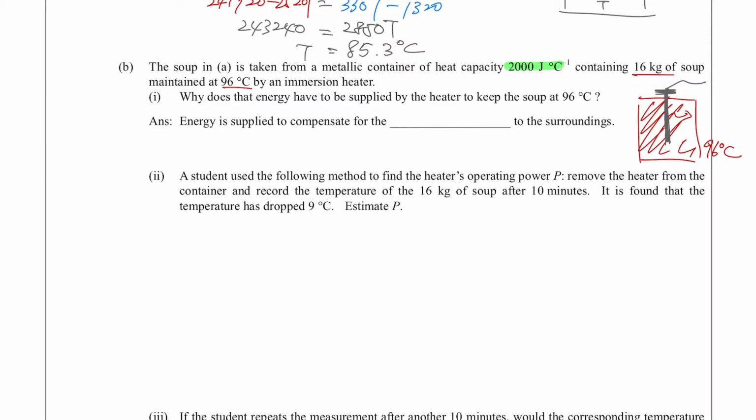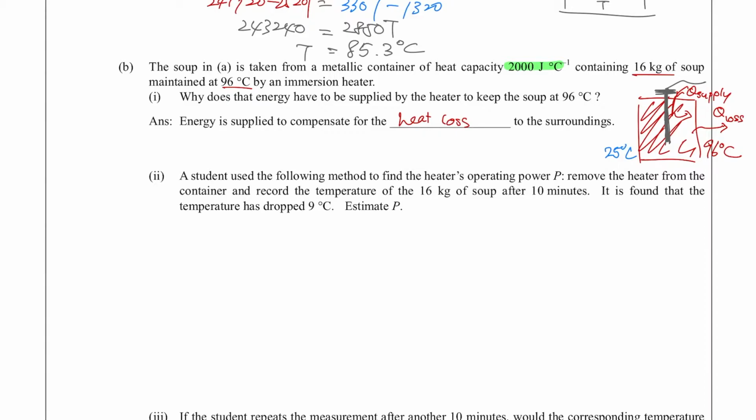Part 1 asks you to explain why. It is because this container of soup is maintained at 96 degrees, so it is hotter than the surroundings, which stay at room temperature, so we can expect there is heat loss. Energy will be lost gradually, so if we don't input energy, the temperature will drop. If you want to maintain it at 96 degrees, you have to supply energy. So energy is supplied to compensate for the heat loss to the surroundings. And that's why.